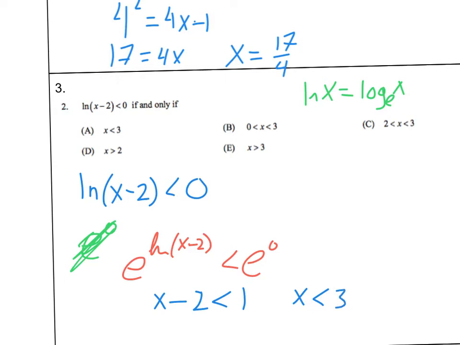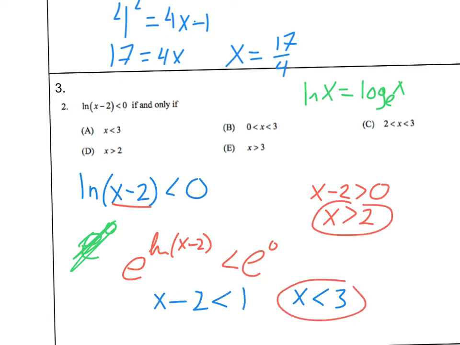This gets a little bit more complicated, because I also know we have a domain issue here. What? A domain issue too? For logs, the inside cannot be anything below 0, including 0. So we have to say that x minus 2 has to be greater than 0. That's a much better way to say that. So x has to be greater than 2. When these combine, we get x is between 2 and 3, which happens to be c. That's kind of a confusing problem.